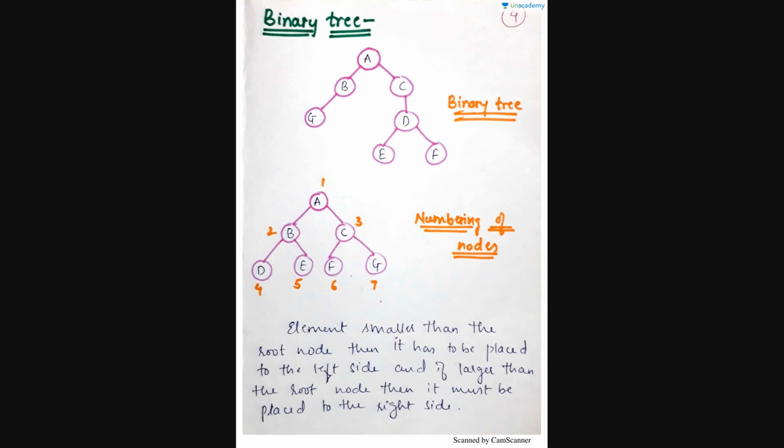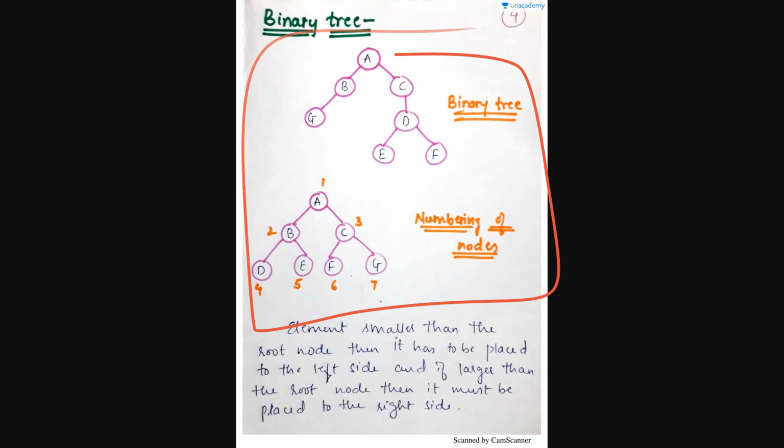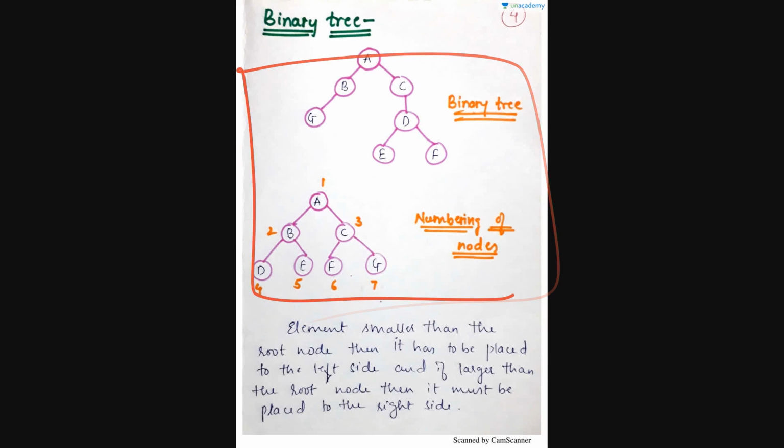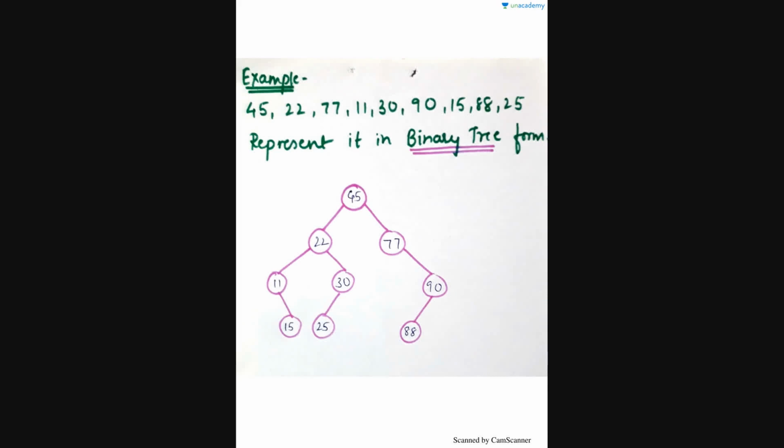And then we came to the binary tree. Then we saw that the binary tree consists of the smaller element on the left hand side of the root node and the larger element on the right hand side of the root node, and it consists of only a single root node and then one element on the left hand side and the other on the right hand side. And then we saw one good example, and we concluded with the basic terms of tree.